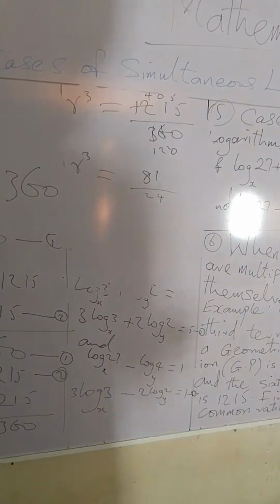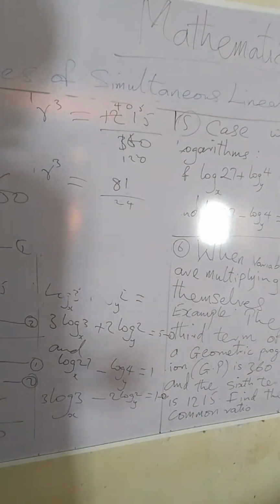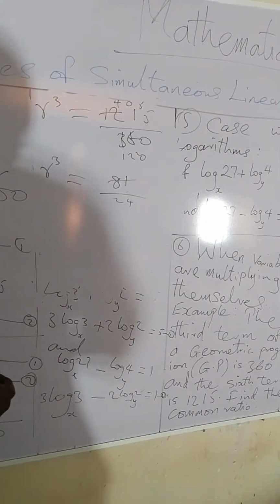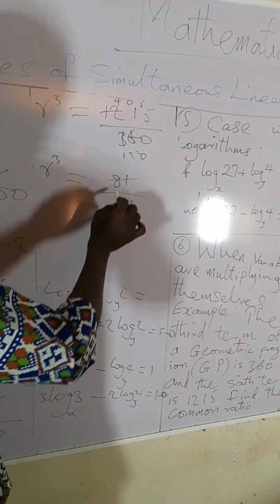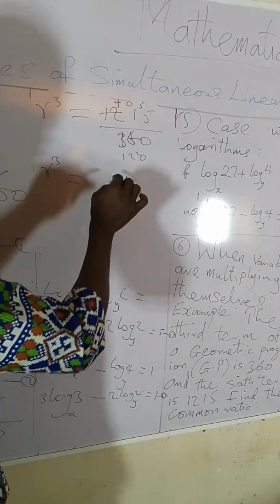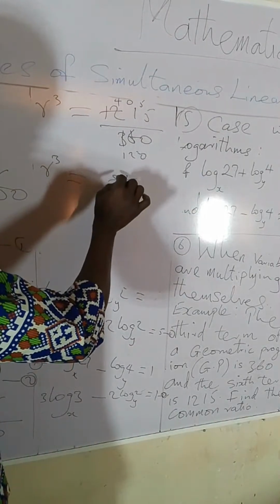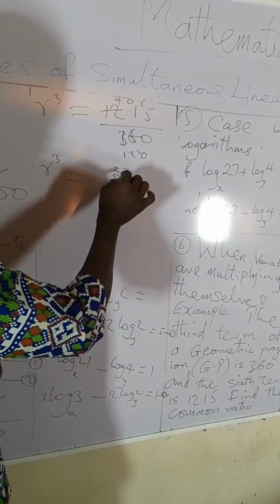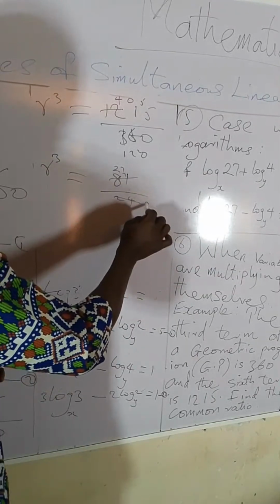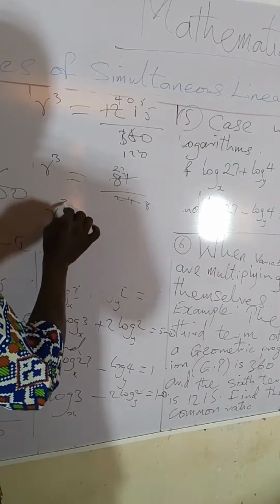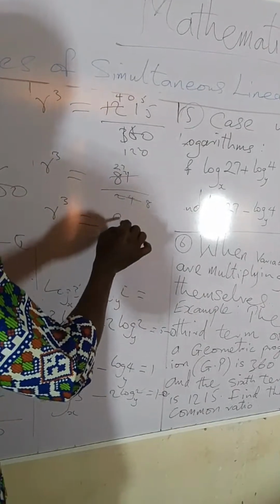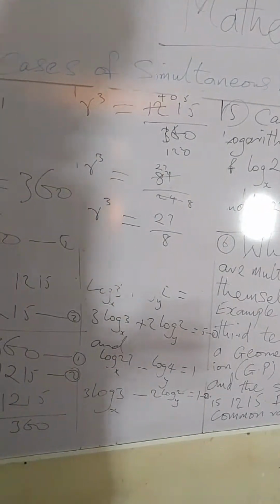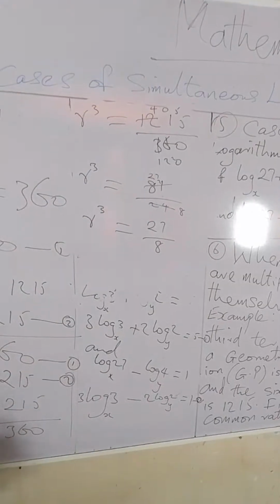Can we reduce this thing further? Yes. 3 can divide. Use 3 to divide 81, we have 27. Use 3 to divide 24, we have 8. So R raised to the power 3 now is equal to 27 over 8. Yes. That is the lowest term of the fraction.